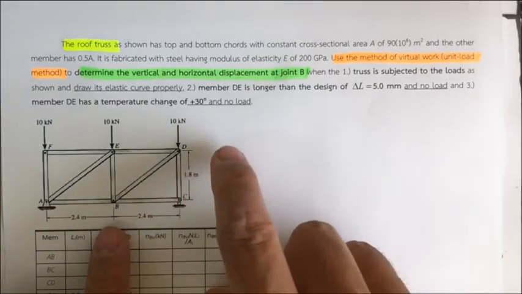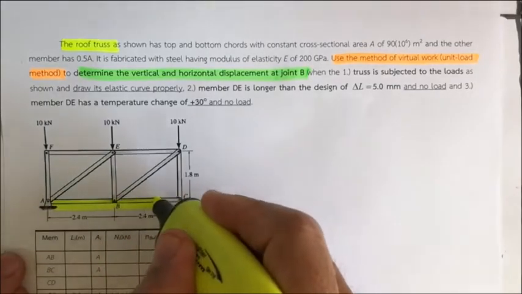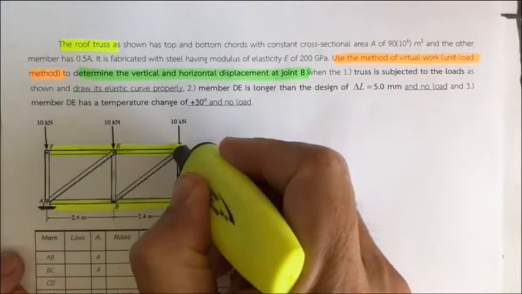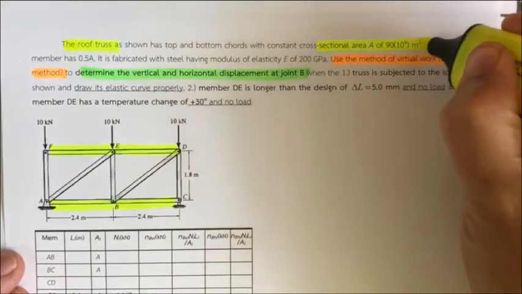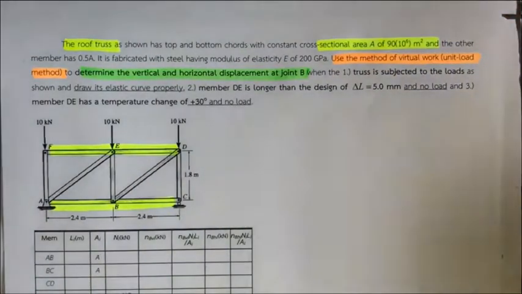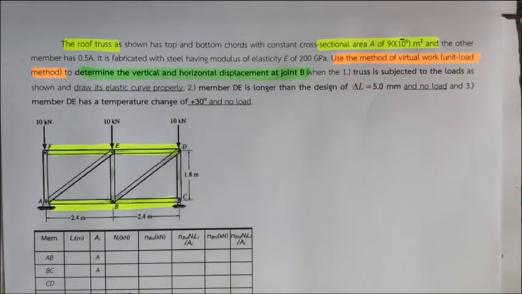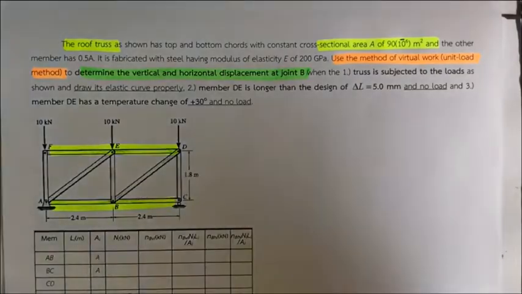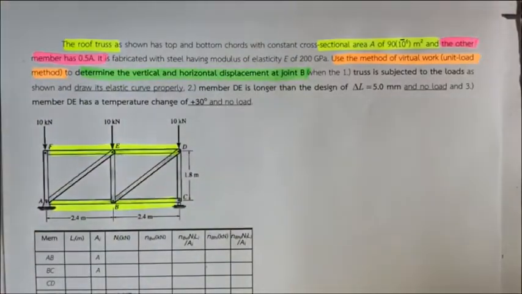The truss has the top chord and bottom chord. What is the bottom chord? The bottom chord is here, and the top chord is here with the area of A. A is equal to 90 × 10⁻⁶ m².